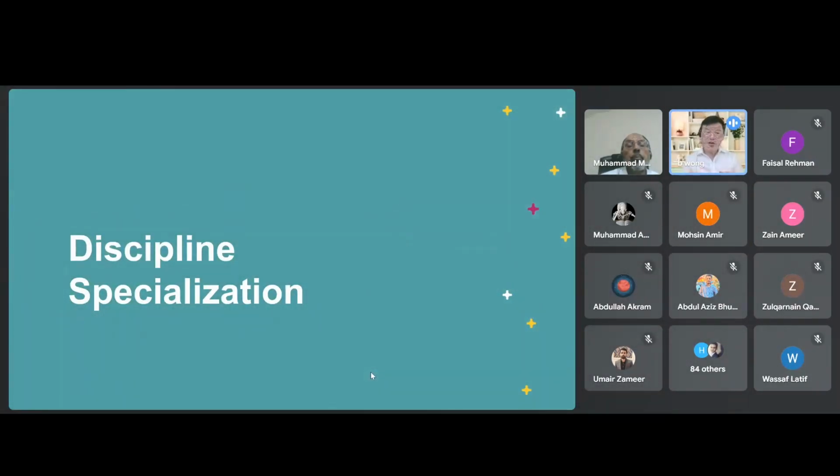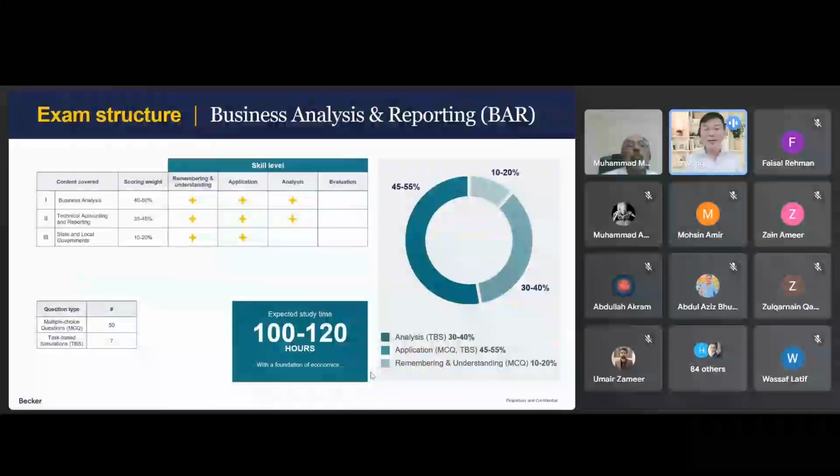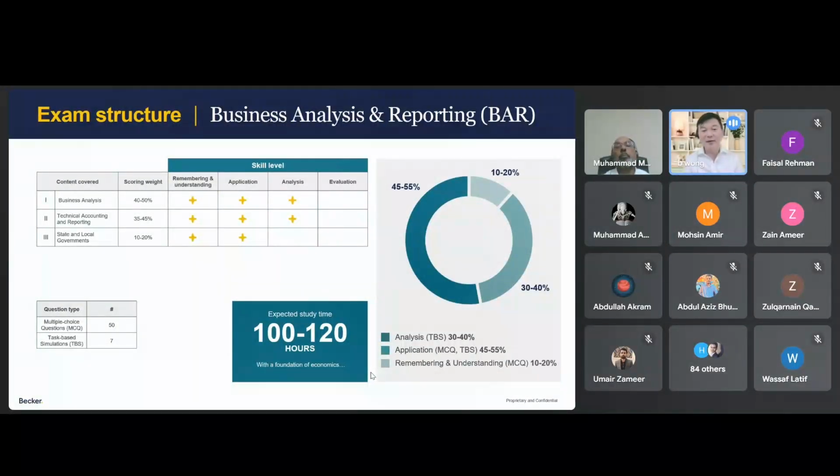Okay, so after we finish the core exams, we come to discipline specializations. The first one we talk about is BAR, the business analysis and reporting. As you may know, as an accountant, we're moving, not away, but also into the area of non-financial reporting. So basically, business analysis and reporting touches on that area, in addition to some more advanced financial accounting concepts and theory.